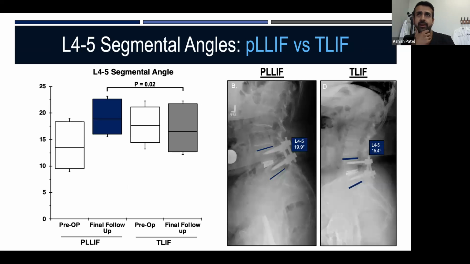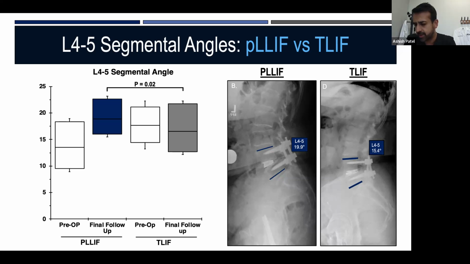And being that I was an open and then MIS TLIF surgeon, most of my TLIFs have transitioned to laterals. That's really where my increase in laterals came from. And so what I wanted to do is see, well, how are we doing and how does it compare to our previous technique? We would use an expandable TLIF implant for the majority of our cases, which would go to 20 degrees if we wanted to.